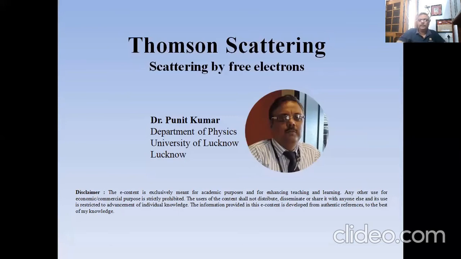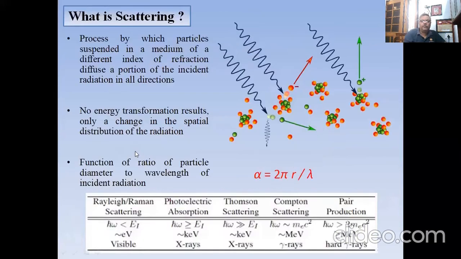So today we will start with Thomson scattering, and this scattering is by free electrons of the medium. Before coming to Thomson scattering, let's have a look at what scattering is, what the kinds of scattering are, and how Thomson scattering is different from other kinds of scatterings. Basically, scattering is defined as a process by which particles suspended in a medium of refractive index diffuse a portion of the incident radiation.